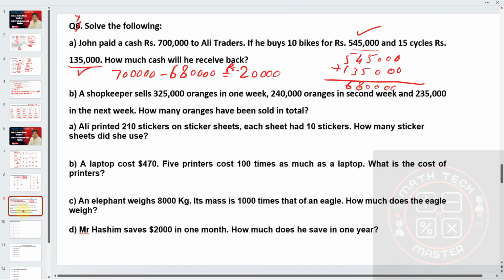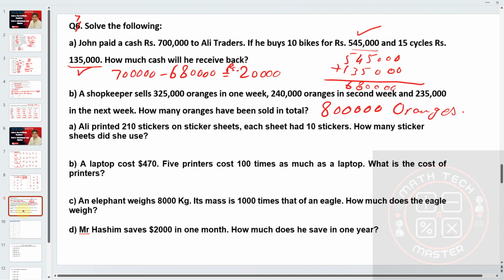Now, a shopkeeper sells 325,000 oranges in one week, 240,000 oranges in the second week, and 235,000 in the next week. How many oranges have been sold altogether? What to do? Simply add all three numbers. So you will get 800,000 oranges.